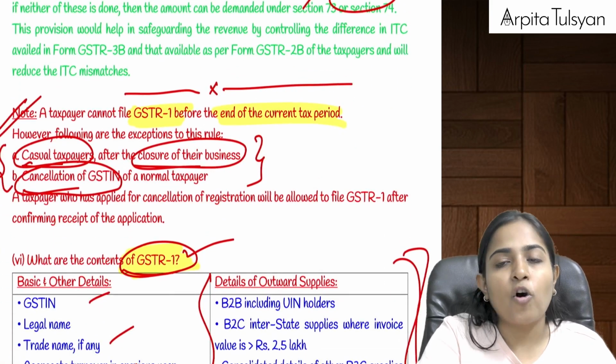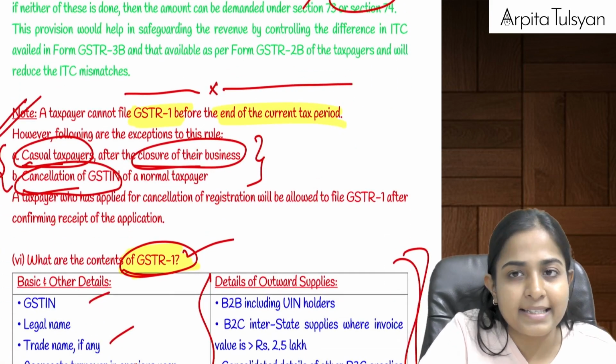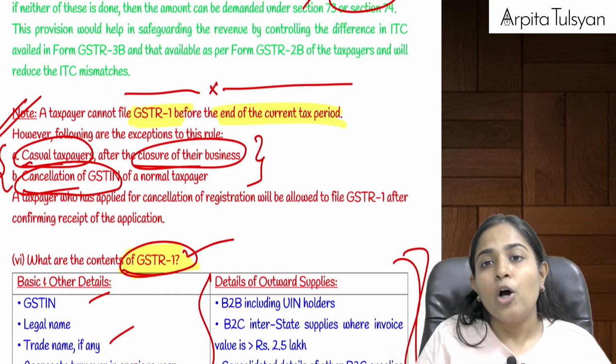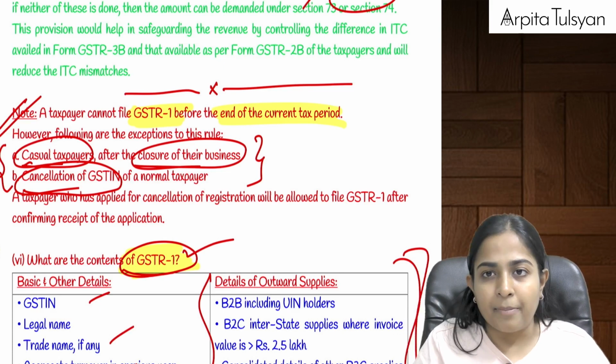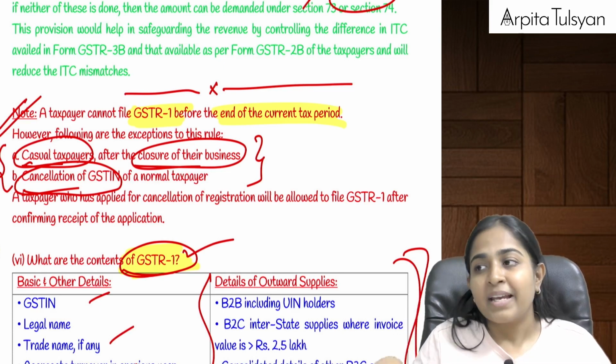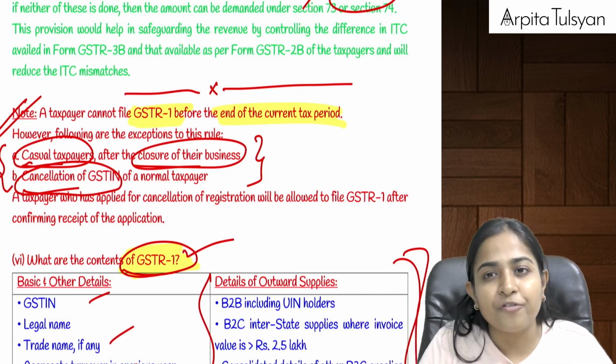Right now, normally whenever you are submitting your GSTR 1, let's talk about a particular month. Let's talk about April month. GSTR 1 for April month can be filed by when? It can be filed by 11th of the next month.